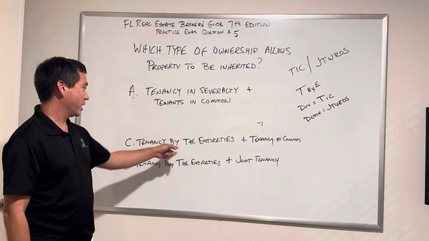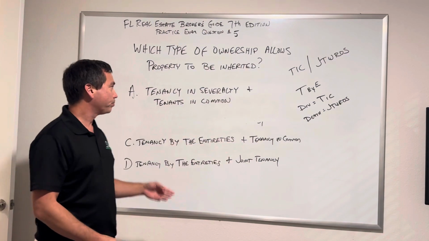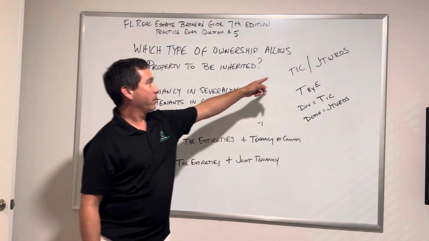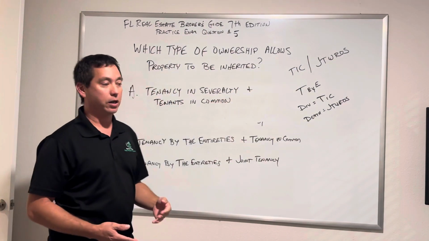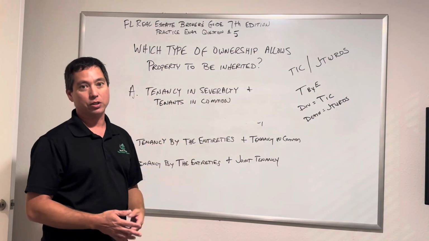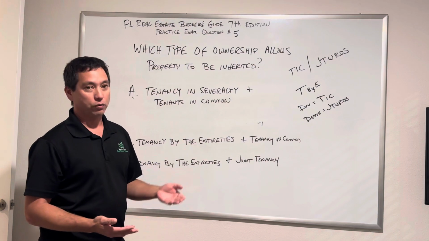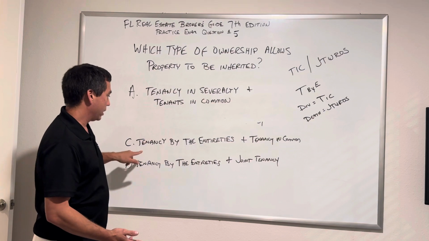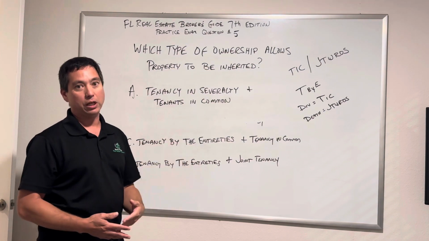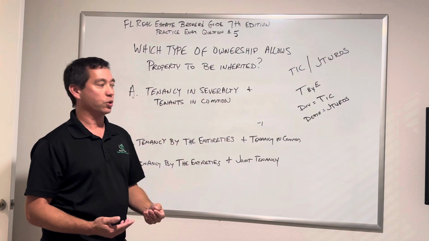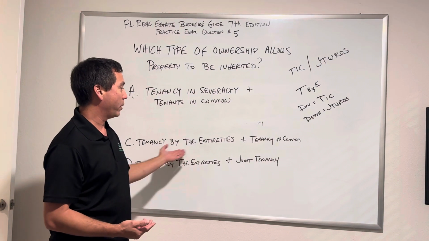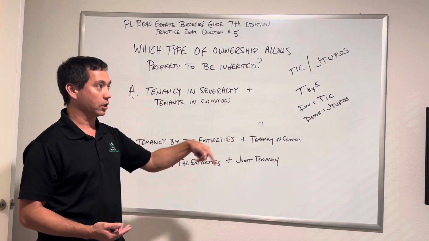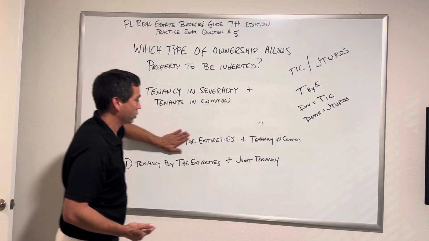The next one says tenants by entireties and tenants in common. Well, tenants in common can be inherited, but joint tenancy is not inherited. It's just given to the other party because they own it with rights of survivorship. So it's not inherited, it just passes on. So because tenants by entireties could be either or depending on the situation, if somebody passes away, we have to assume that it's not going to be inherited, it's just going to go on to the next party. So we're going to take this one out.